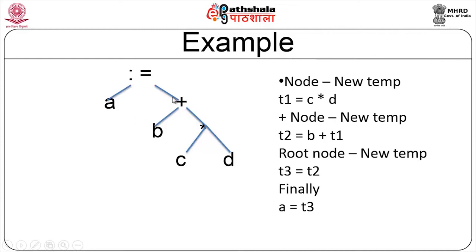The next node is this plus node, where I will have again a new temp, which is similar to the star node only. So I am calling that T2. I will generate code for B, which I have done. I will generate code for E2 also, which is now T1. Okay. So T2 is equal to B plus T1, that is your 3 address code. And finally the root will be a new temp, T3 is equal to T2, and finally we said S dot code is equal to E dot code, right? So we will say A is equal to T3.